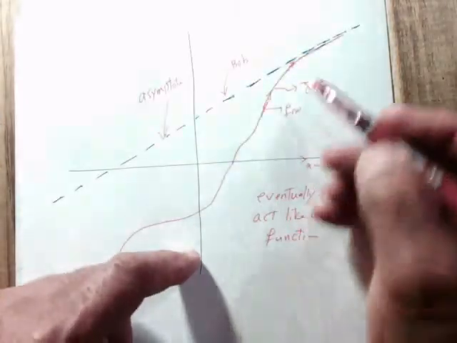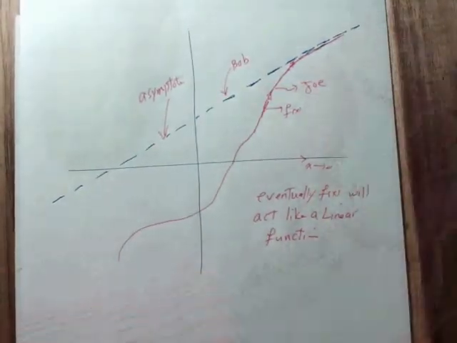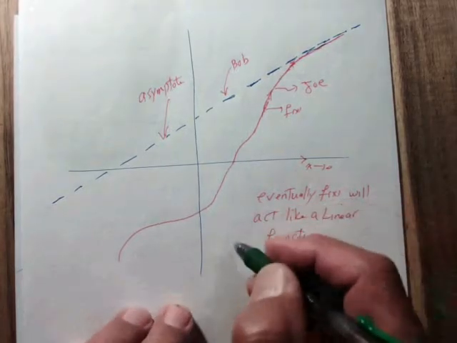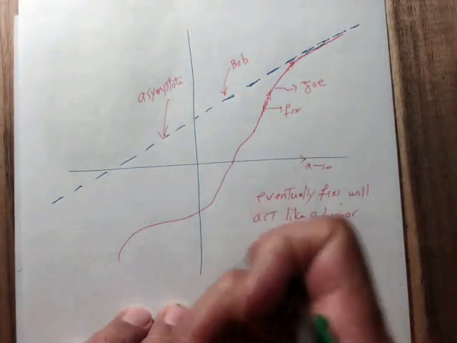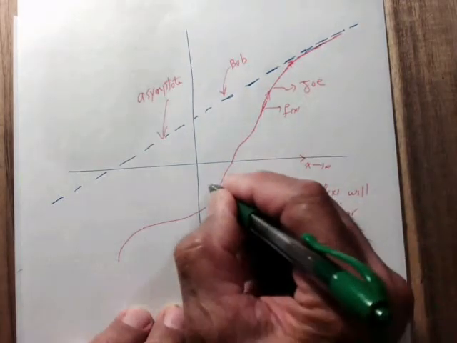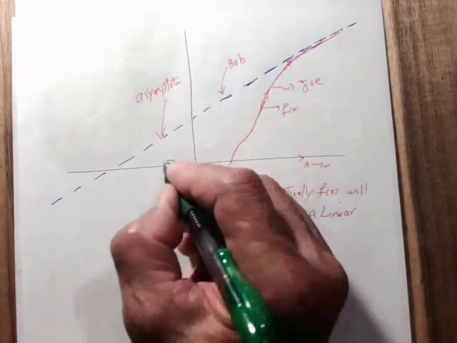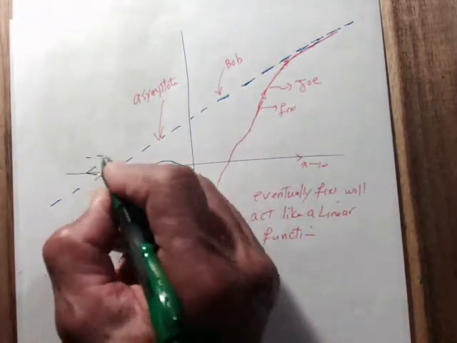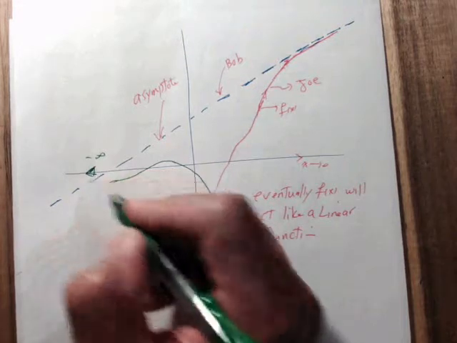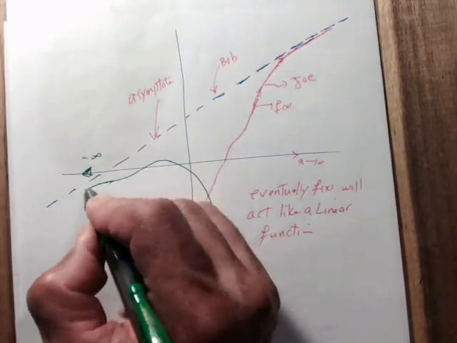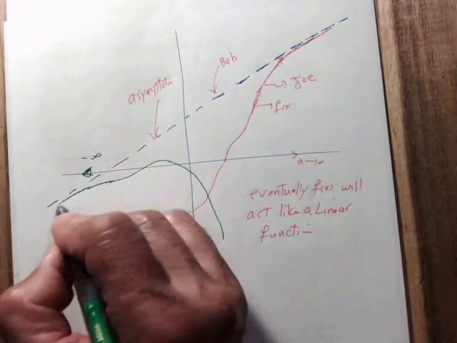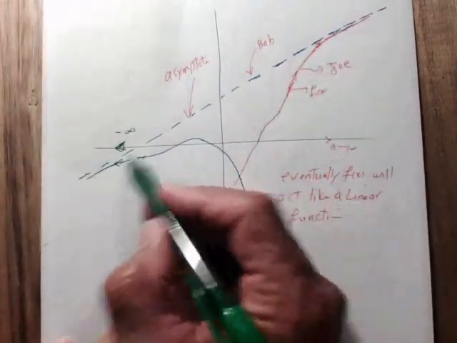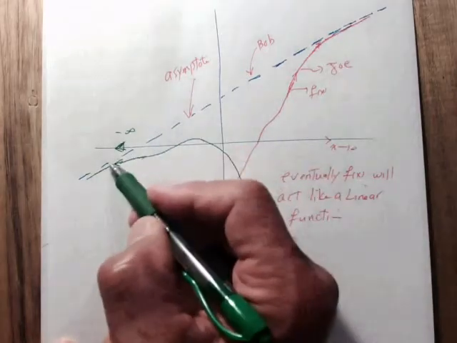It tells me about the behavior of my function at infinity. Okay. I may go to negative infinity. Let's say I have another function. It's going like this; it's the green one. Now, as x goes to negative infinity, the graph of the function becomes this way. So now this function eventually is going to act like this one.